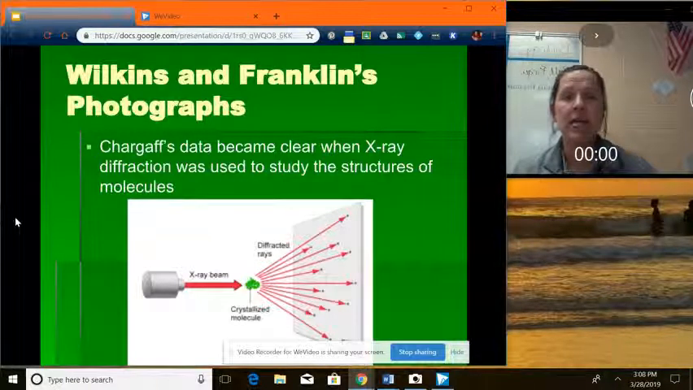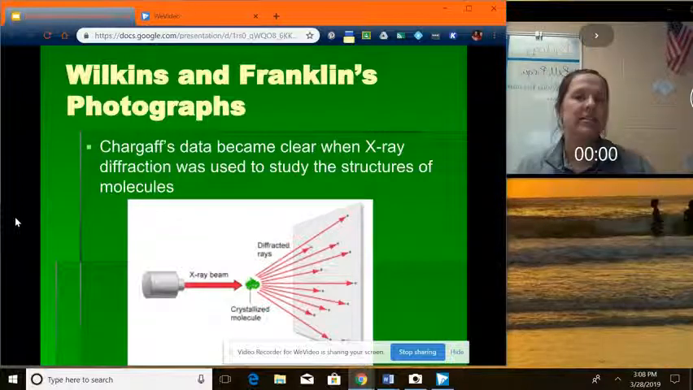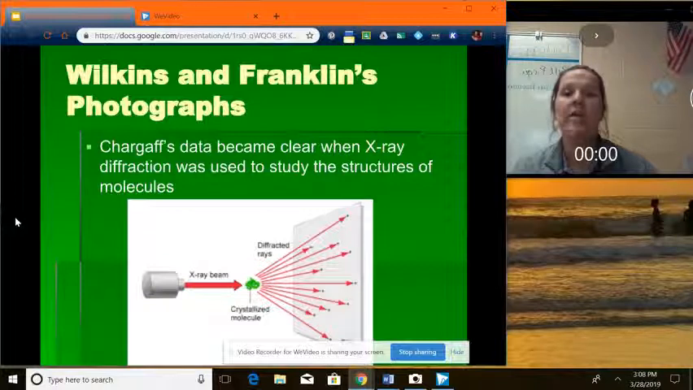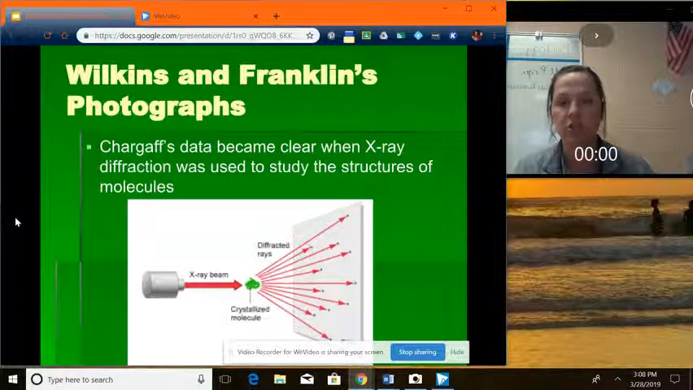Chargaff's data, and I know we've talked about this in class before, that scientists kind of play off of each other. So his data became clear when two other scientists, Wilkins and Franklin, came around and they conducted an experiment where they used what we call X-ray diffraction. And that typically is used to study the structure of molecules.